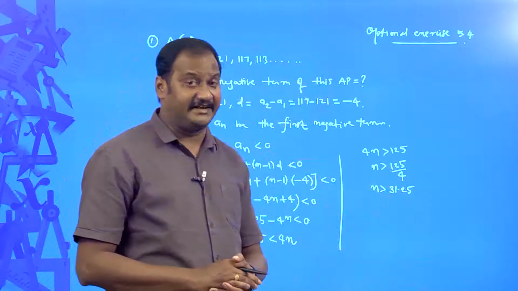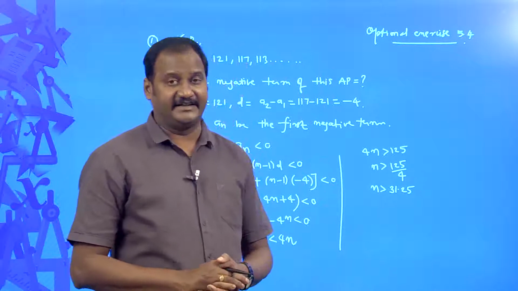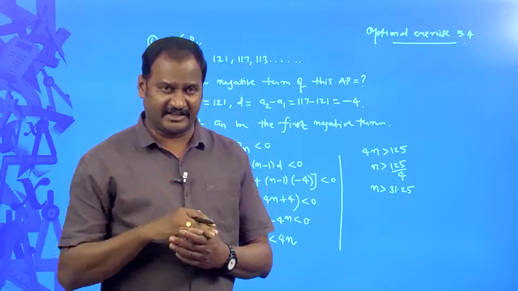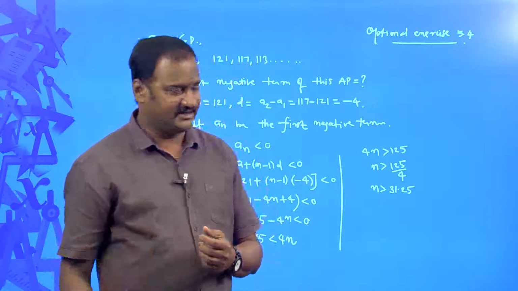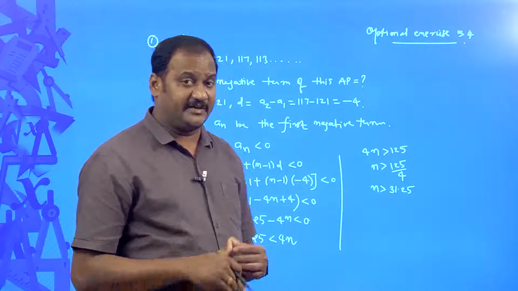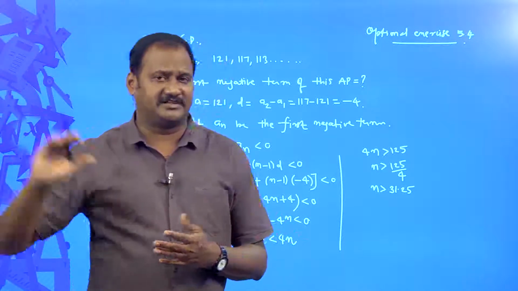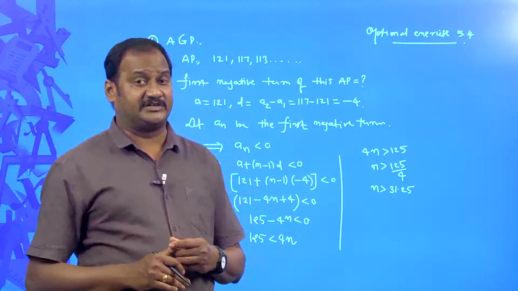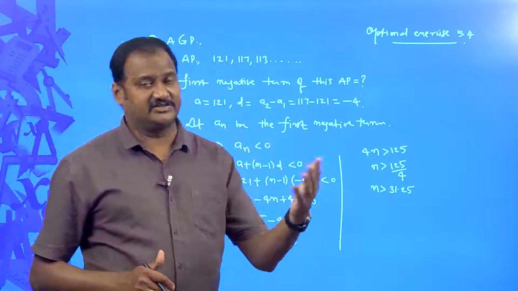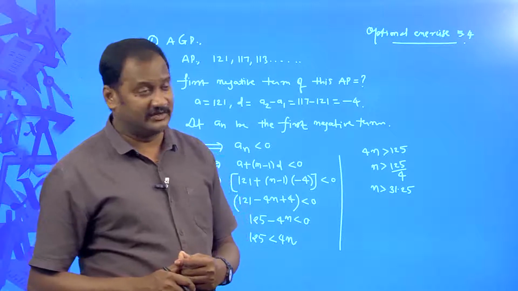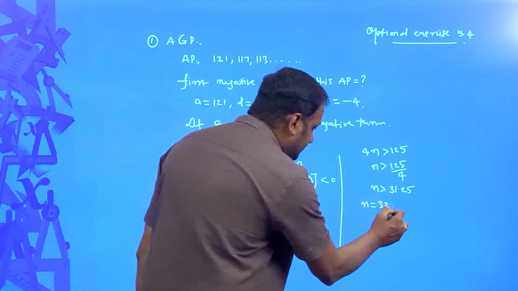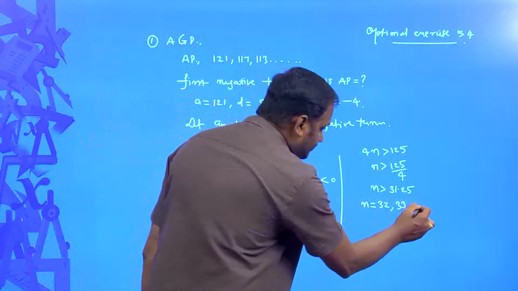What does that n indicate? That n indicates the number of terms. So, the number of terms cannot be negative, cannot be a fraction, cannot be a decimal, right. So, n greater than 31.25 means what? From above 31, all the terms are negative. Above 31 means the 32nd term, 33rd term, 34th term, all these terms are negative terms only. So, therefore, n takes the values 32, 33 and so on.